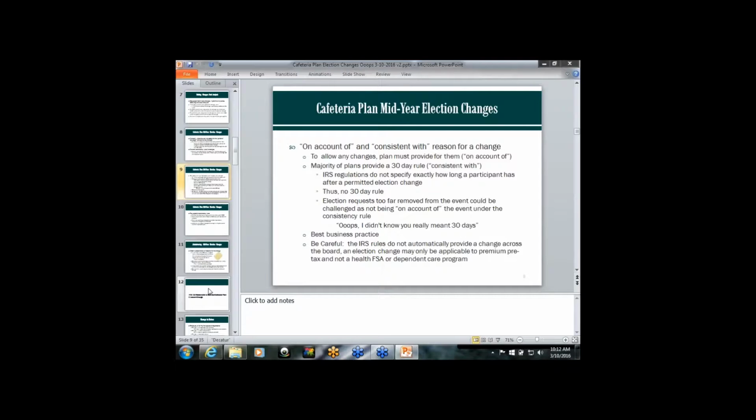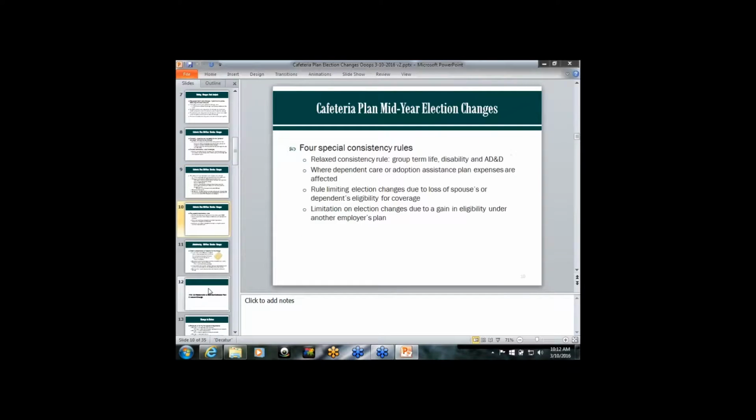Because employees may not always read the information that you give them and think they can come in at any time and make that change. I think it's a best business practice allowing 30 days. I think that's a reasonable amount of time. Again, if you start getting into 60, 90 days, it could be too remote, and then the reason's not on account of and consistent with.